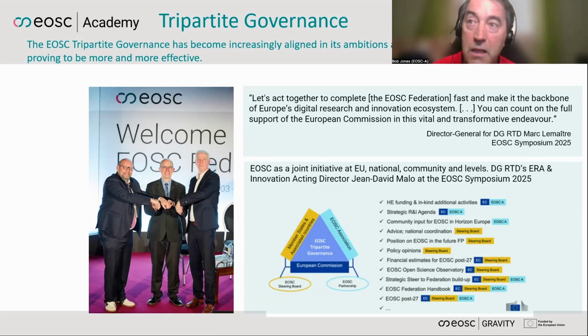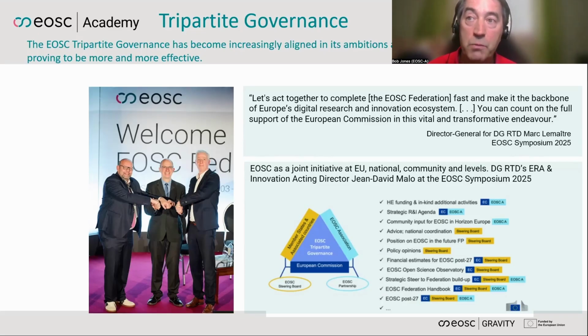And then in the yellow, we see as well the member states and associate countries, who are the major contributors to the EOSC Federation in terms of supporting the nodes, the data sets, the services, and so on that happened or developed with funding inside their countries. So collectively together, that represents the tripartite, and it has other structures below there.